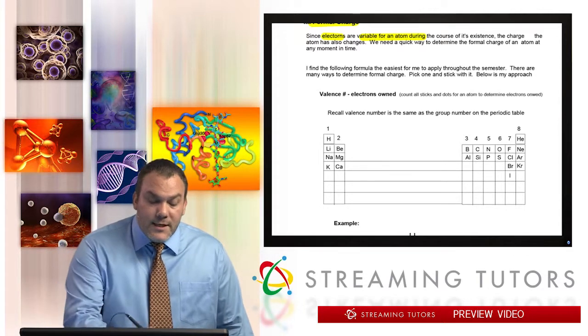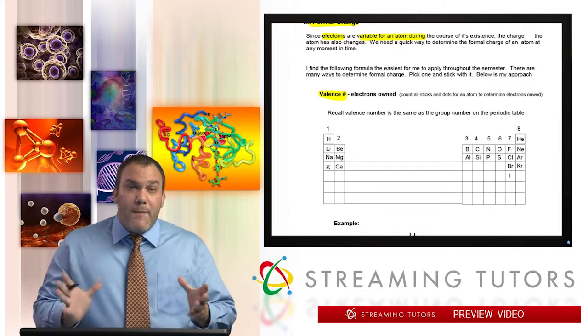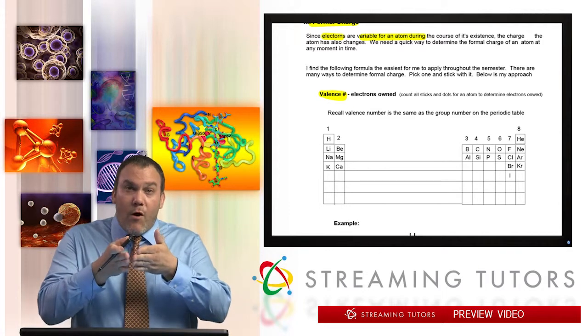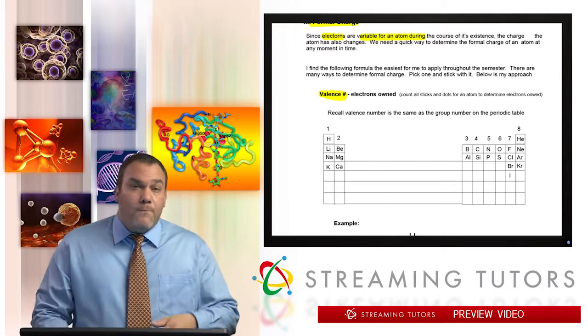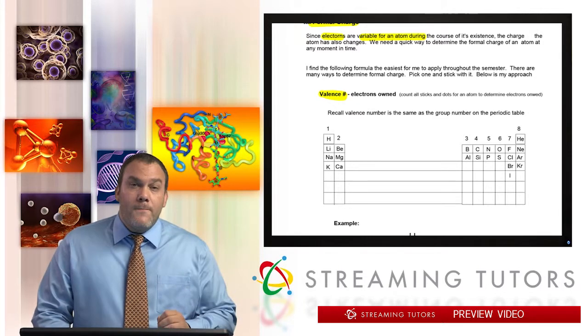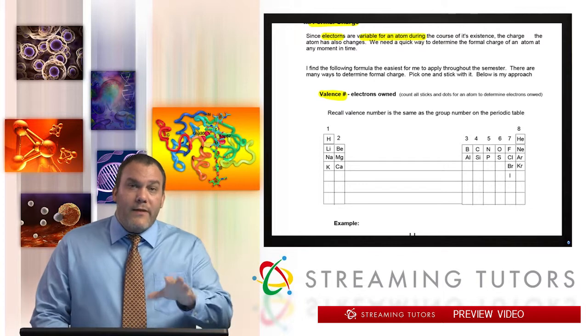So what I do is I take the valence number, and that I usually know for the common atoms, like carbon is 4, nitrogen's 5, and so on. Or at least if you know carbon, you can work your way around. So you know the valence number, or look at the periodic table, look at the group number, and you subtract it by the electrons that are owned by that atom.